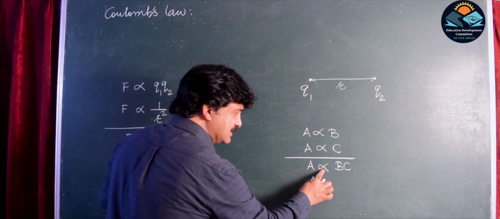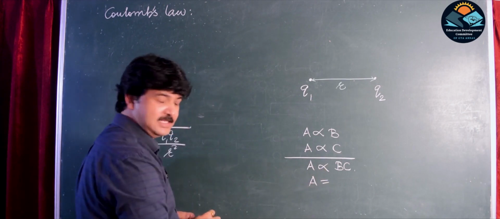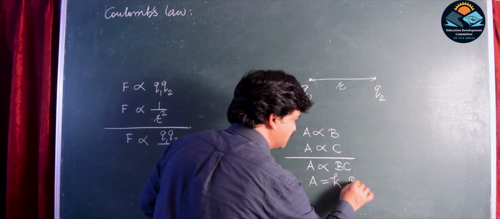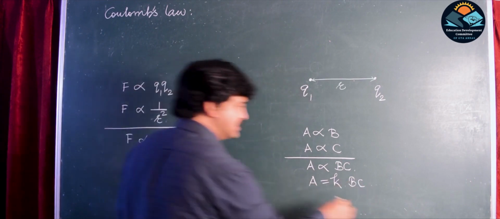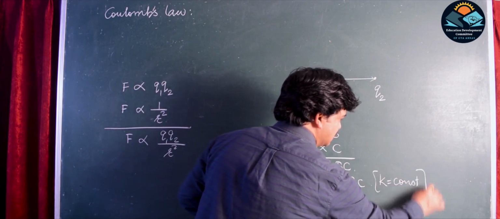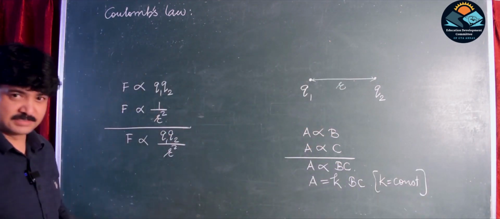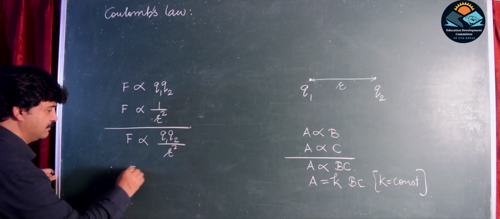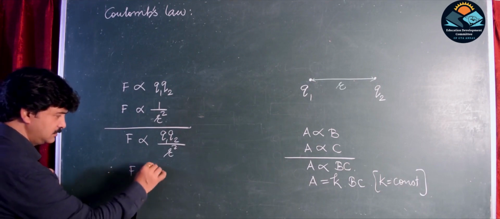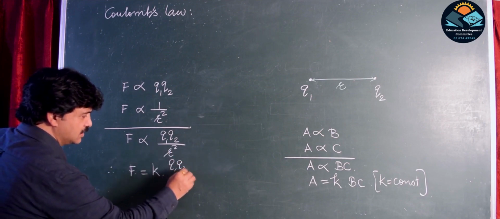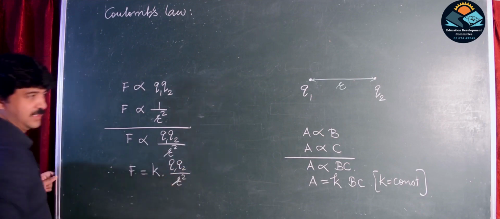And in order to replace this by an equal to sign, there must be a constant of proportionality. So what is K here? K is a constant. Similarly, now F will be some constant into Q1 Q2 by R square.